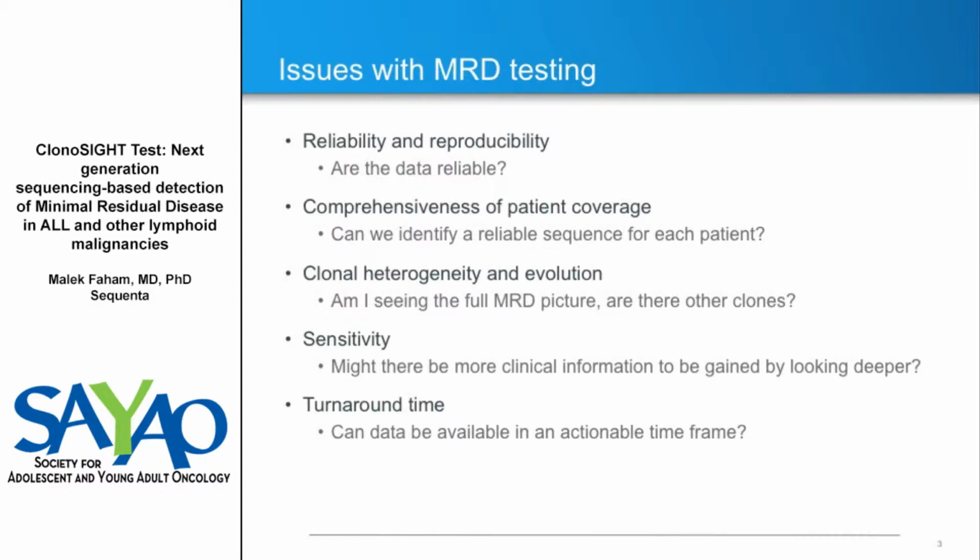So you want it to be reliable, obviously, and reproducible. You want it to be comprehensive of patients, so you want to be able to assess as many patients as possible. You want to be able to look at the clonal heterogeneity and evolution of the cancer, which, as we all know, does evolve. You want it to be sensitive, and at the same time, you want a turnaround time that will be reasonable from a clinical sense.